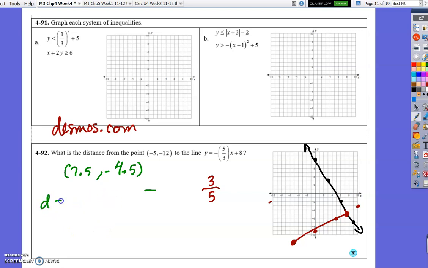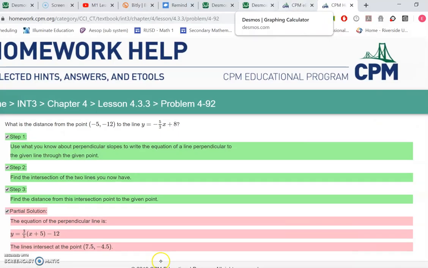And so distance formula D equals the square root of a squared plus b squared, and my a is the distance between these x coordinates, between negative 5 and 7.5, which is 12.5. We're going to square that, plus the distance between negative 12 and negative 4.5, which is 7.5, because I didn't quite make it all the way to 4. I'm also going to square that and then let my calculator crank that one out.